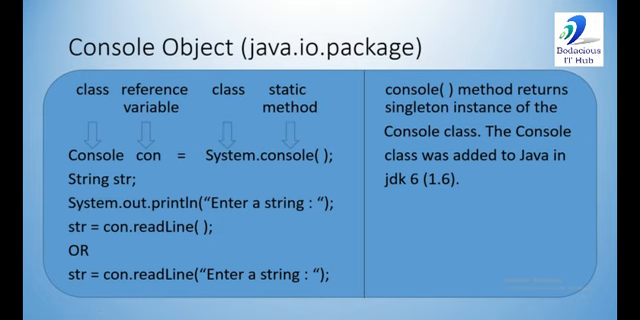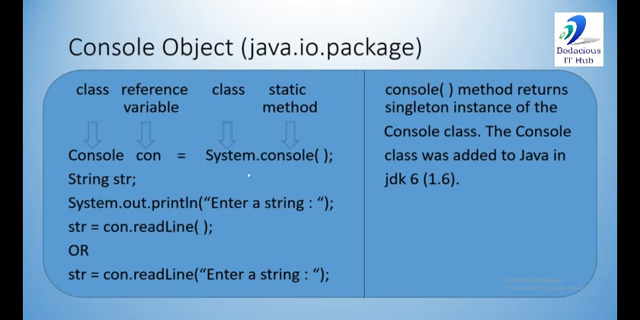Now we come to the Console object or Console class. The Console class belongs to the IO package, and the Console class was introduced in Java's 1.6 version. The Console class is a singleton class. A singleton class is a class whose only one object can be created per JVM instance. So in your JVM, only one console object will be available, or only one console instance can be created.